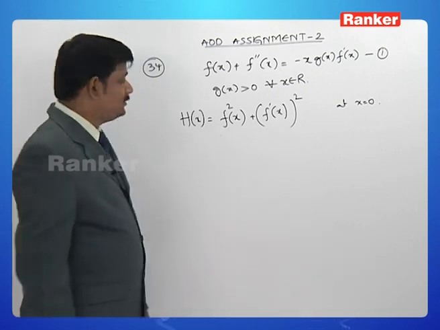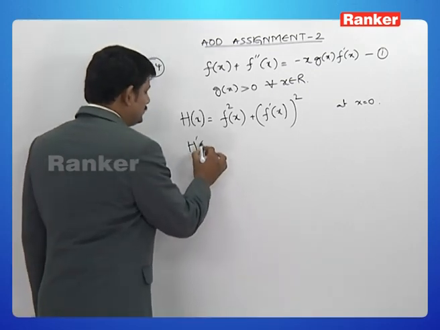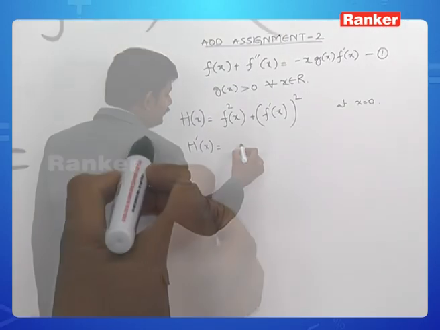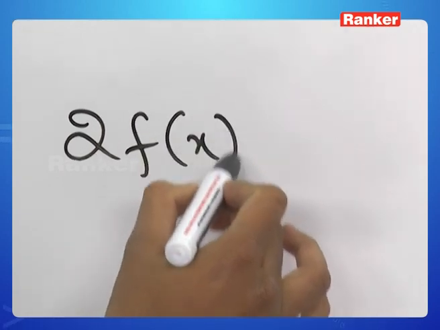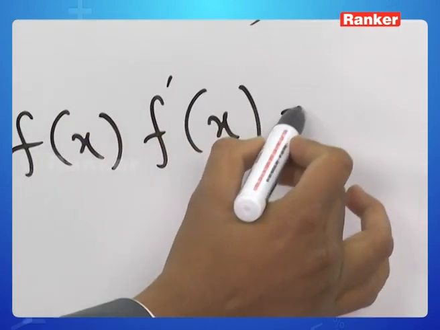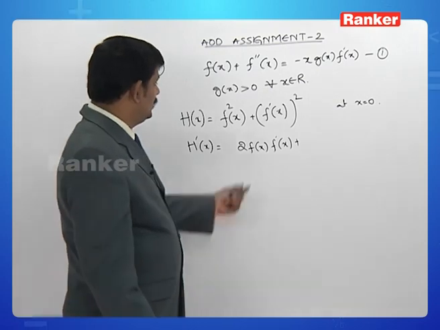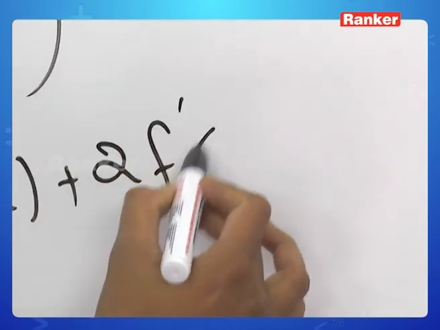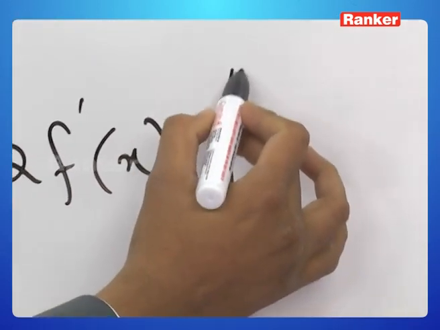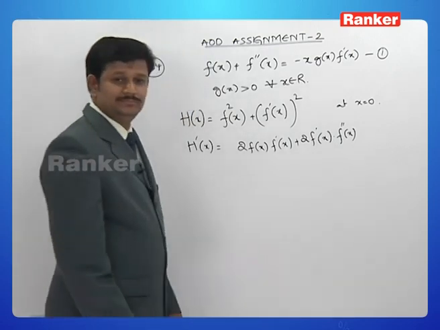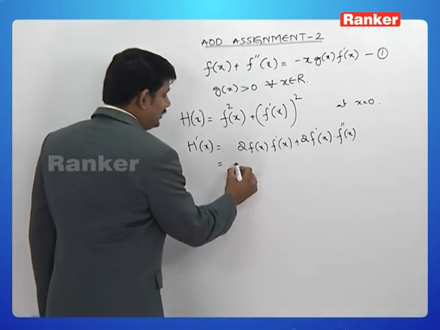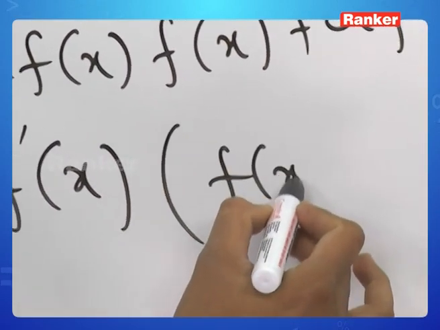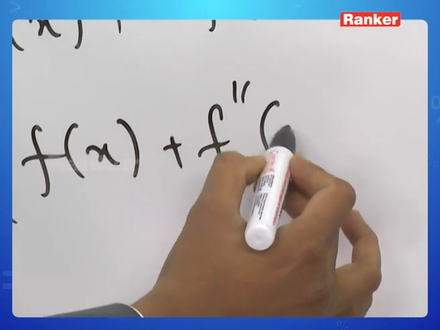So, let us differentiate this. h dash of x is equal to the derivative of f square x, 2 f of x into f dash of x, plus the derivative of f dash of x whole square, 2 f dash of x into the derivative of f dash of x, which is f double dash of x. From these two, if we take 2 f dash of x common, we are left with f of x plus f double dash of x.